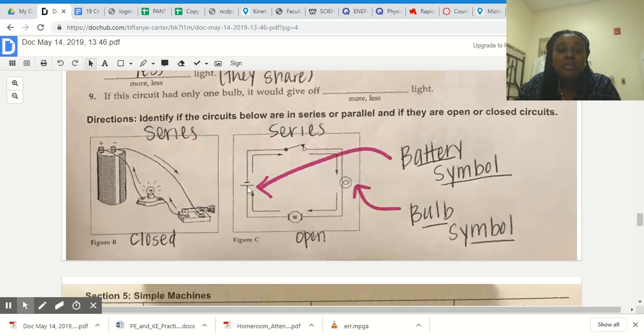So it's really important that you know this little symbol. The long line with the smaller line, this represents your battery. That is a test question. Make sure you know that this is a battery. This is also a bulb symbol. That one's a little easier to remember. And then this one is a switch.